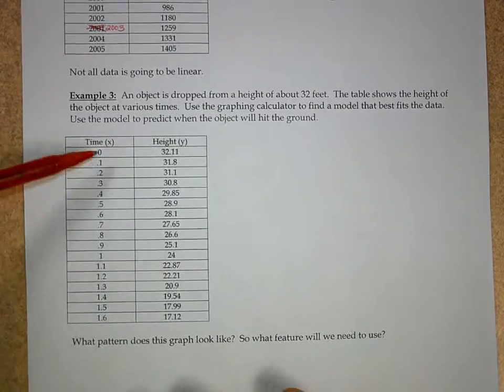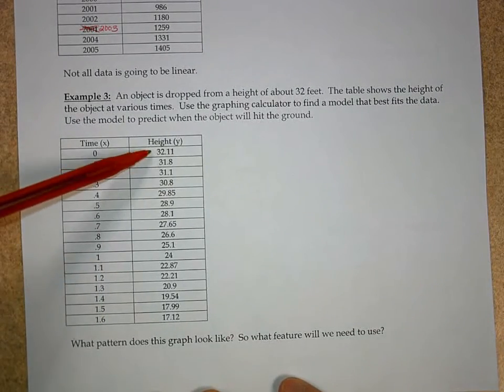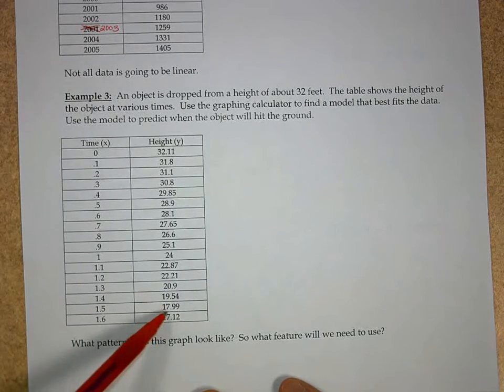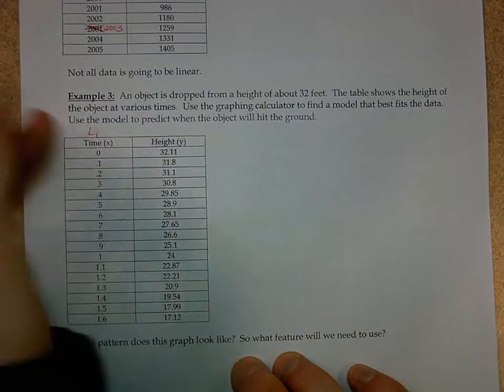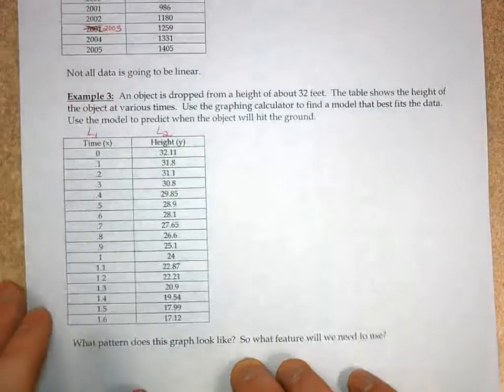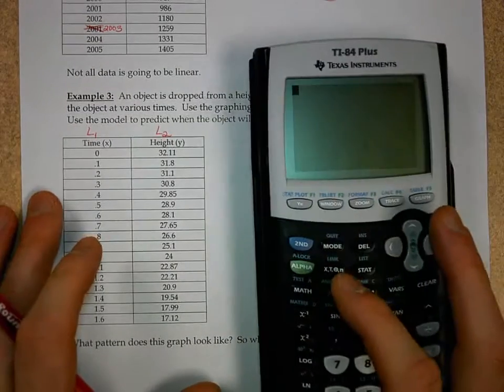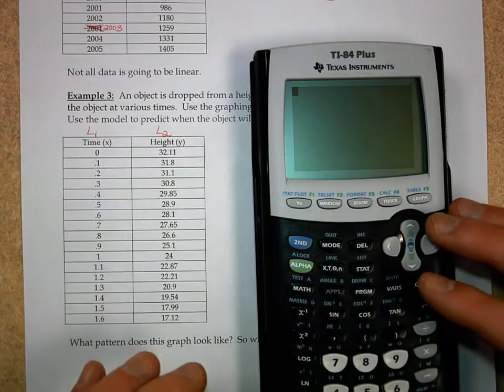You can see here I give you up to 1.6 seconds, and if we're starting at a height of 32.1, after 1.6 seconds I can see 17.12. How many seconds will it take for the object to hit the ground? So once again, my list 1 is going to be the X's, my list 2 is going to be the Y's, and I want to find the best fit model for the calculator to determine the graph.